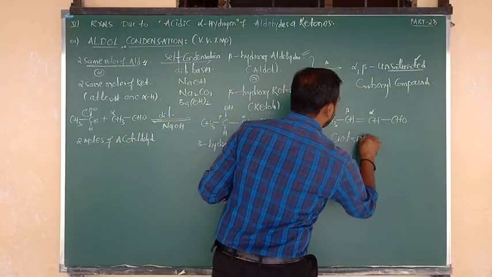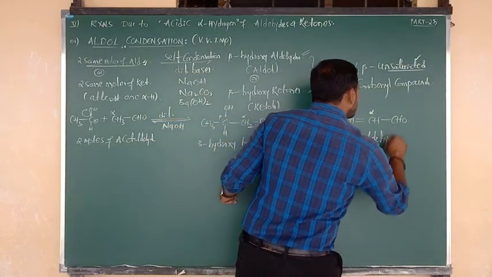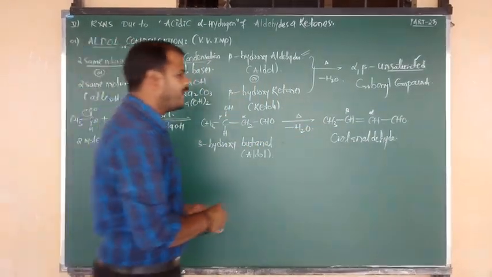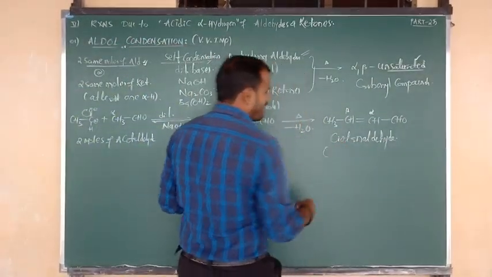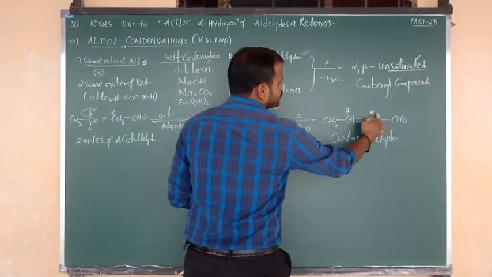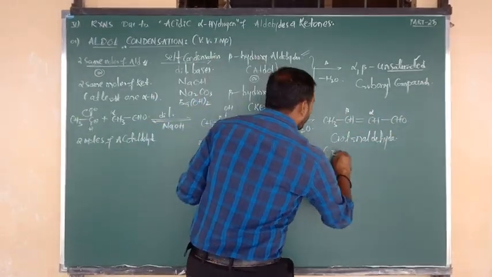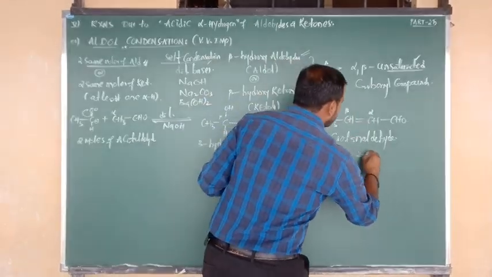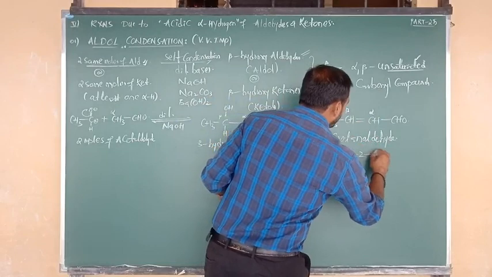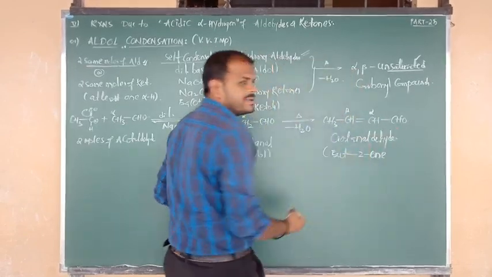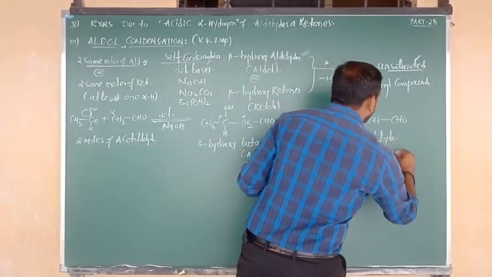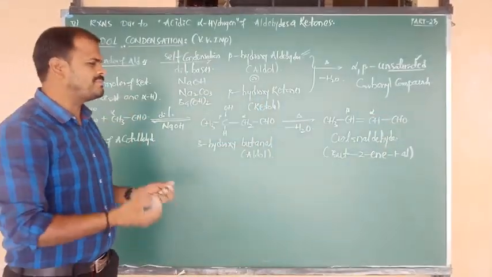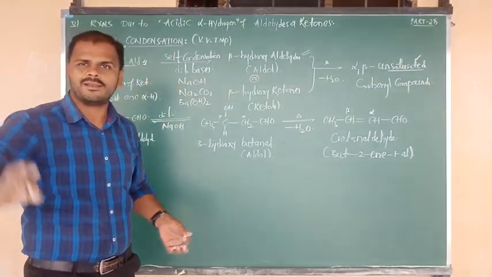Very, very important, so try to remember it at least now. This is the formula of crotonaldehyde. Can you write its IUPAC name? We can write it easily. 1, 2, 3, 4: four carbons means the root word is but. Double bond after the second carbon, so 2-en. The functional group is aldehyde, its position is 1, so we say al. But-2-en-1-al, or simply 2-butenal.